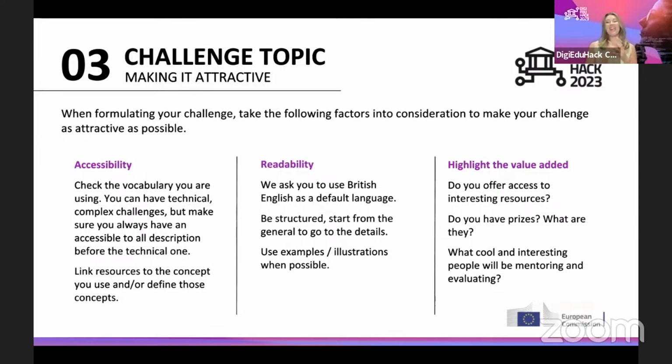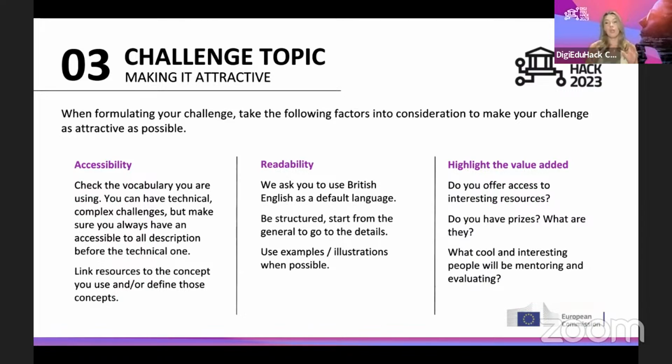Readability. In addition to being easy to understand and having an interesting vocabulary, we ask you to use British English as a default language. We can help with this translation if you need help, or we can brush up your English a bit and go through it and make sure that it is correct. So we do, of course, review all challenges before publishing them. So don't be scared. We will help you out there if needed.